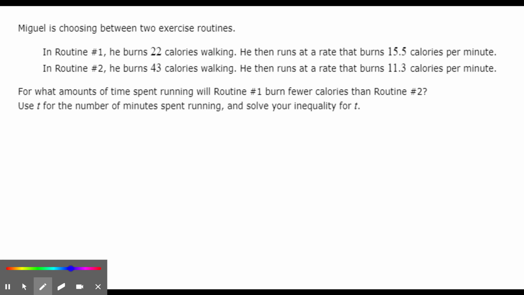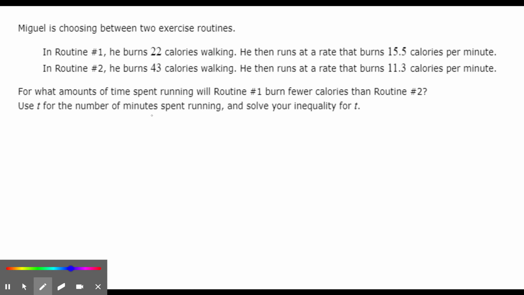Okay, continuing on. Miguel is choosing between two exercise routines. In routine one, he burns 22 calories walking. He then runs at a rate that burns 15.5 calories per minute. In routine number 2, he burns 43 calories walking. He then runs at a rate of 11.3 calories per minute. For what amounts of time spent running will routine 1 burn fewer calories than routine 2?